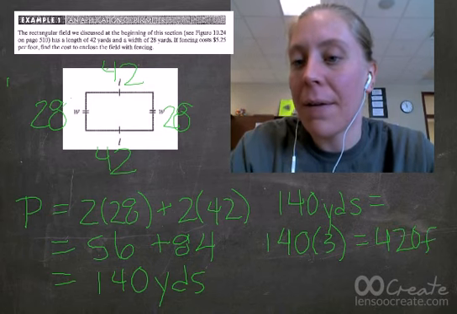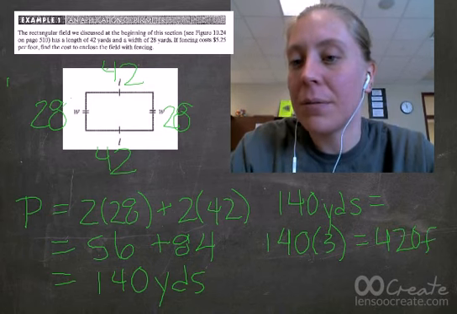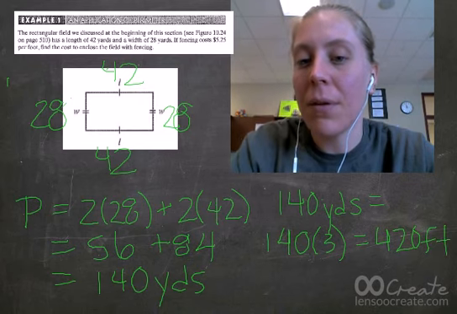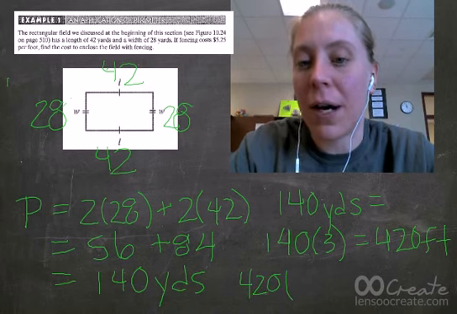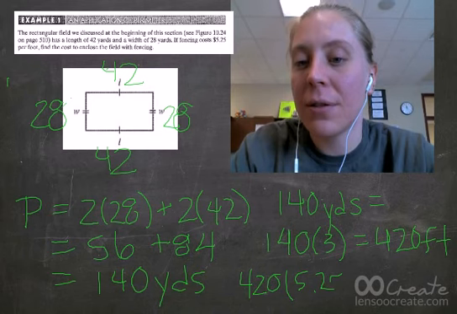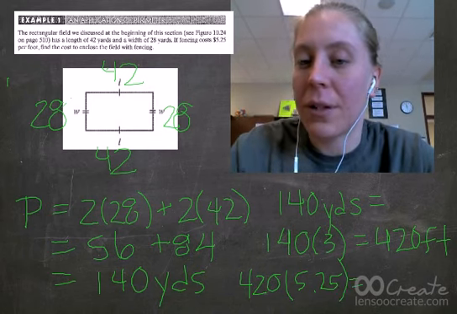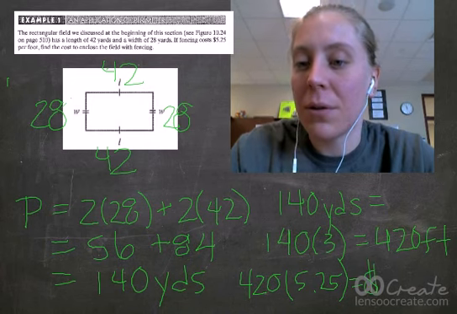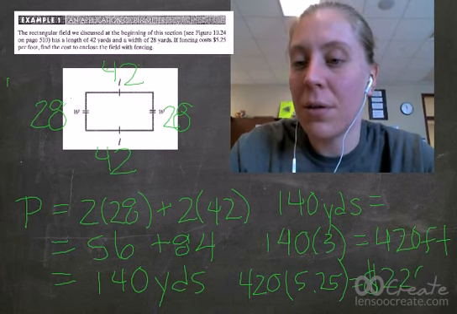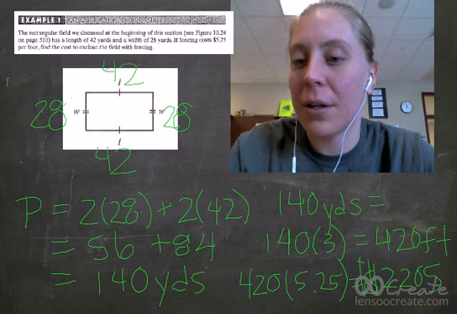420 feet. Each of those feet cost me a total of $5.25. So then the total cost to fence this in would be $2,205.